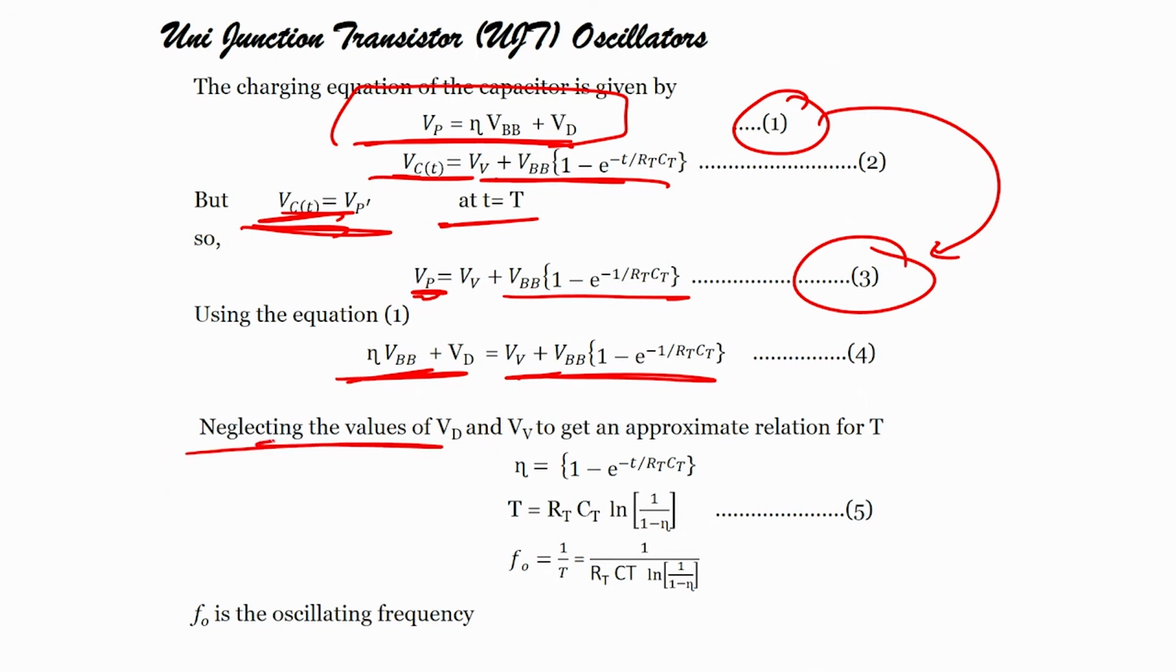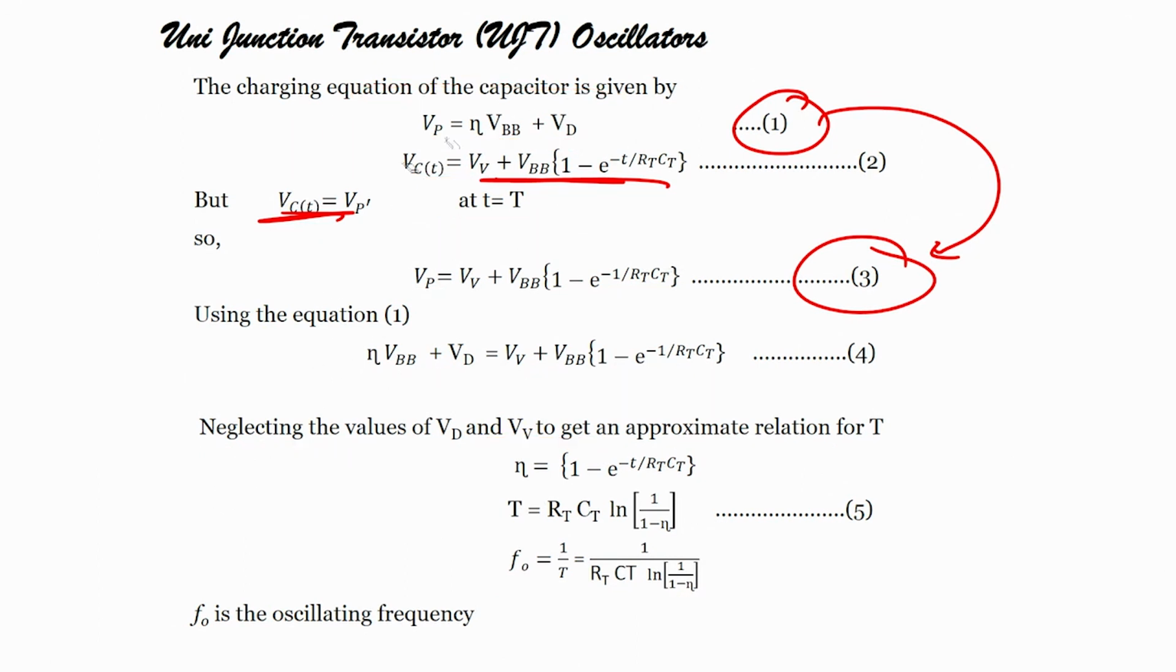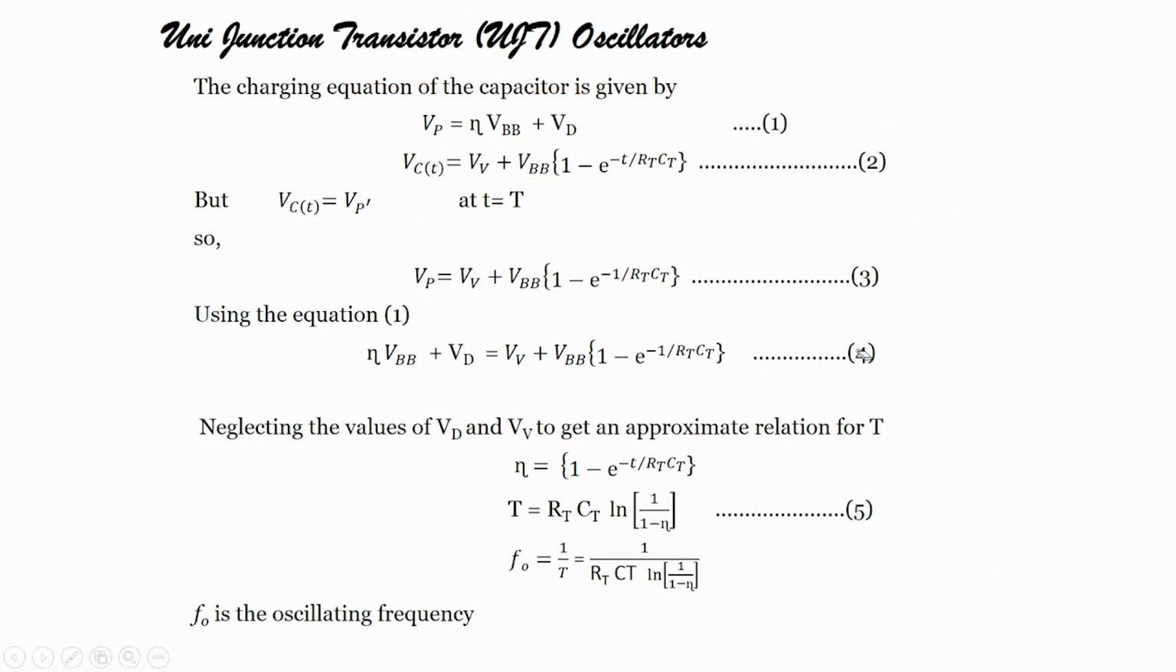Now if I neglect the values of Vd and Vv to get an approximate relation of T, I can get Fo is nothing but 1 by T, which is 1 by RT Ct ln of 1 by 1 minus eta, where Fo is my oscillating frequency. Extremely simple, very basic mathematics, you should clearly understand. So now I have my oscillating frequency for the UJT oscillator. This is how the UJT oscillator will work.